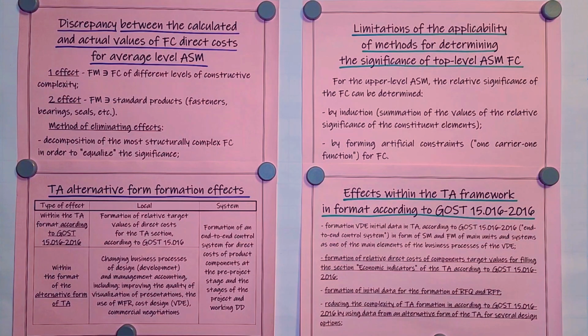then the conditional system effects include the formation of an end-to-end development system that allows synchronizing the technical and economic parameters of the main units and systems of the product specified in the technical specification with pre-design, design, and working design documentation. Thus, the use of both of these groups of effects is one of the main conditions for the integration of the value design engineer system into the business processes of product design engineering.